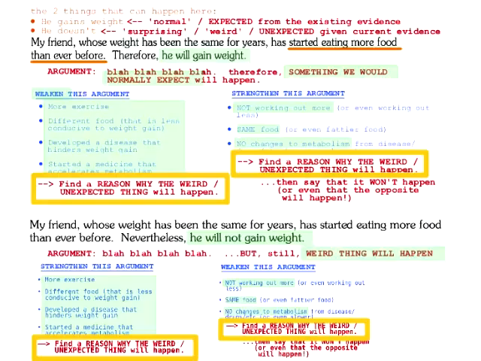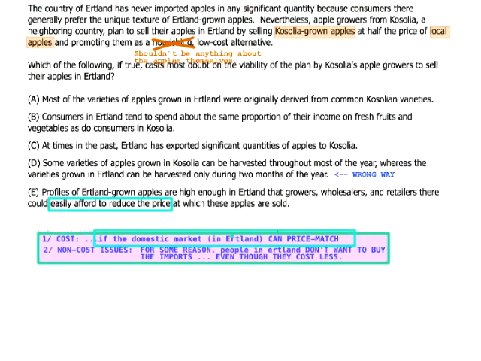So in the case of apple prices, the weird outcome would be if the apples don't sell. The normal outcome is that they will, because they're cheaper. So this boils down to why might they not sell, and you don't really need to think about why they might sell.